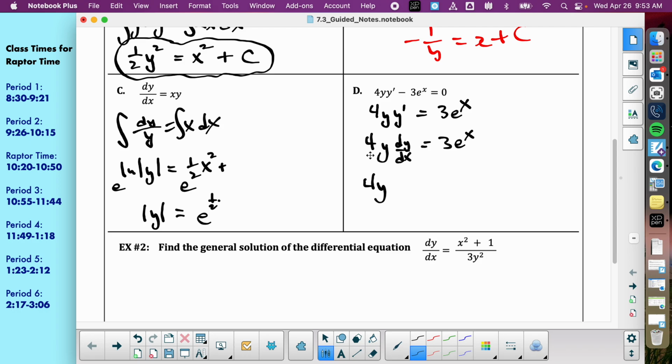The actual integration on this problem isn't difficult at all. It's just to show you that y prime is the same as dy/dx. And whichever method you choose to write your problems as, you have to approach it that way. So if you write it as dy/dx, then make sure you separate them. If you write it as y prime, then it's kind of a gray area.